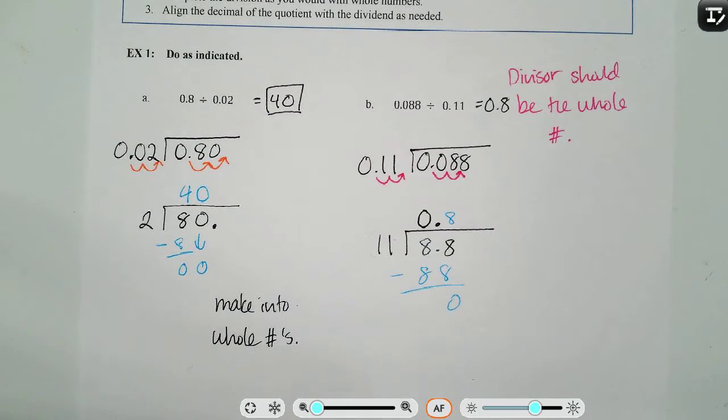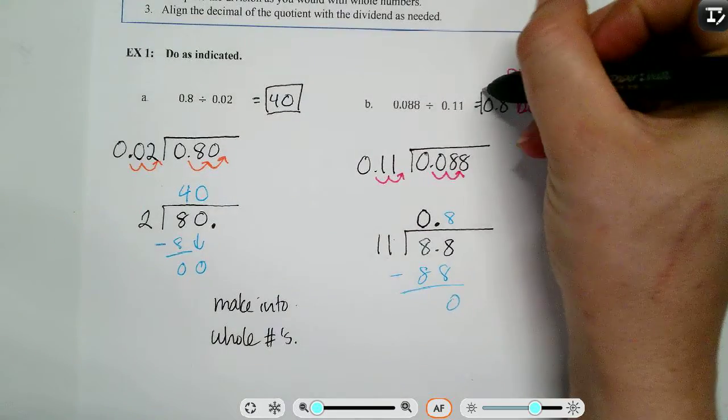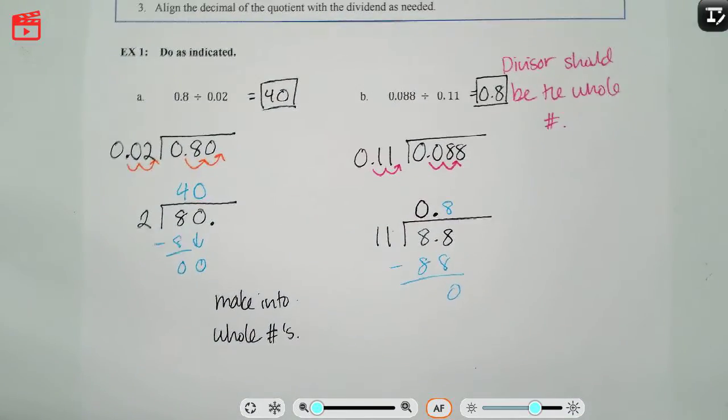Okay, so always remember putting in that little decimal in front. Okay, and there we go. We are done. 0.8.